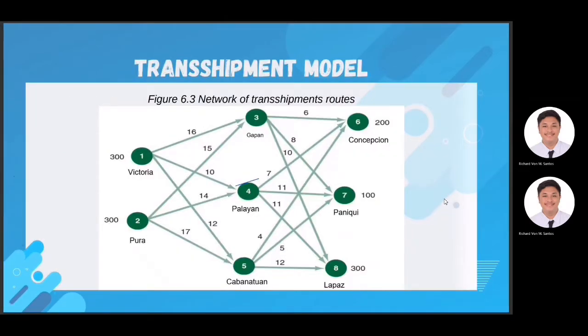Next, Figure 6.3 shows the network of transshipment routes. As compared to the previous Figure 6.2, Victoria and Pura were added, and they are considered as the places where the wheat will come from.